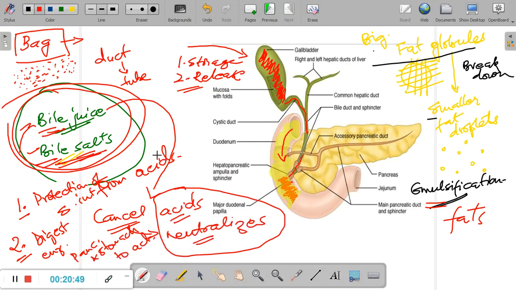Anyways, proceeding further. So what we have understood so far is the functioning of bile juices and bile salts, or the role of the gallbladder in the liver. So we have understood this.